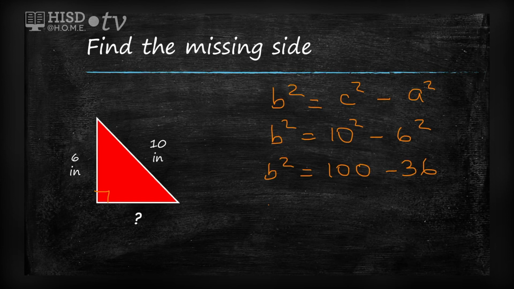And remember, in order for me to be able to find B, I'm going to have to take a square root, and 100 minus 36 is equal to 64. So once I find the square root of 64, I know that the length B is going to be equal to 8 inches. And that's the answer for this problem.